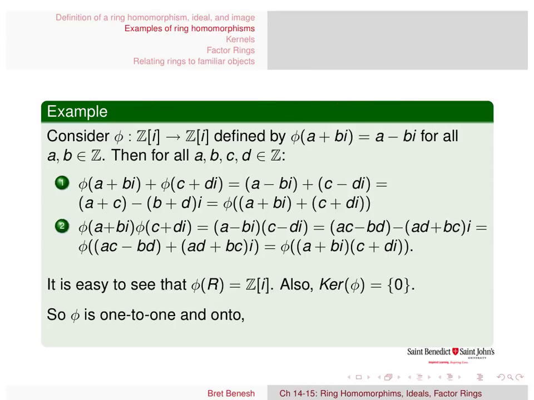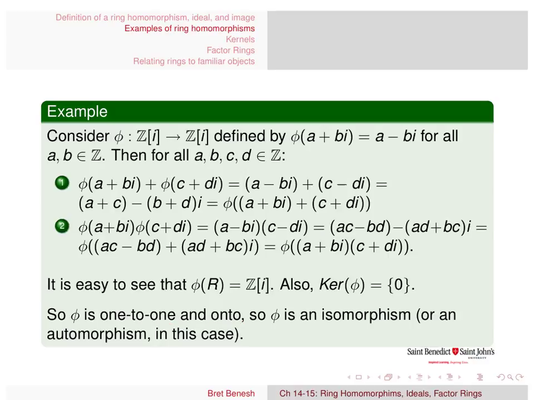So now we have 1 to 1 and onto. So it's an isomorphism. In this case, an automorphism because it maps it to itself. But yeah, it's an isomorphism. Great.